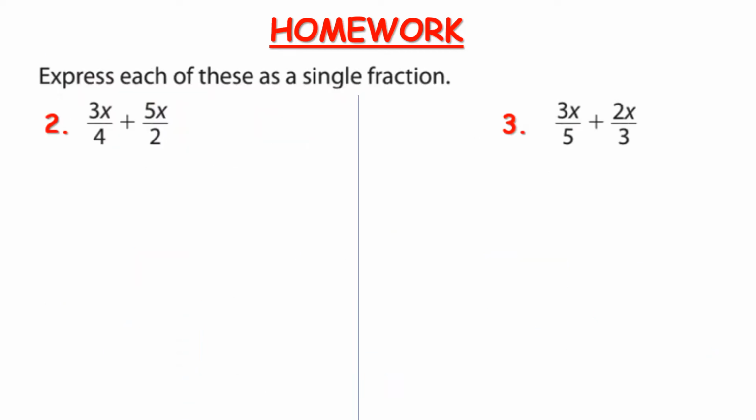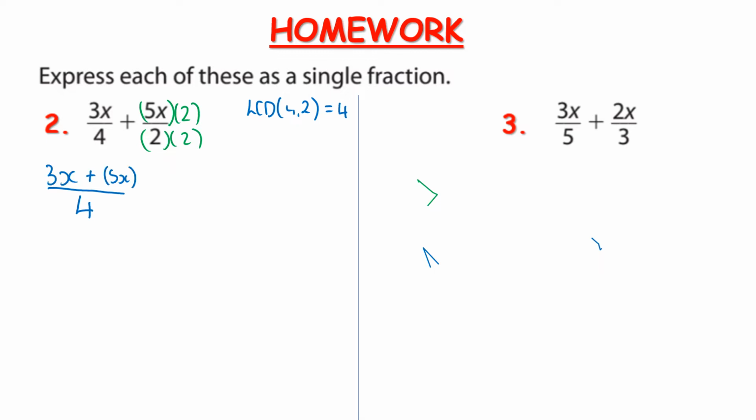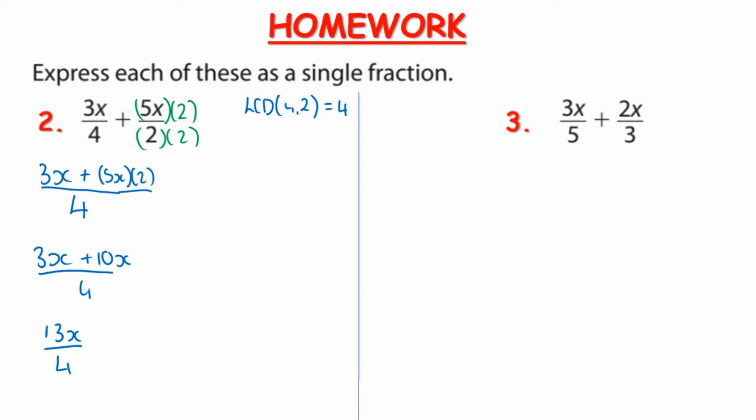So then question 2, we want to find the lowest common denominator of 4 and 2, and that is not 8, it is 4. Be careful. Nothing needs to happen to the first fraction, second fraction by 2. So this is all over 4. So 3x plus 5x by 2, and that is 3x plus 10x all over 4, and that gives us 13x over 4. No need to change it into a mixed number. We would never do that when we're talking about algebra fractions.